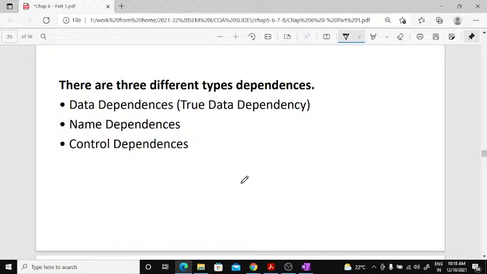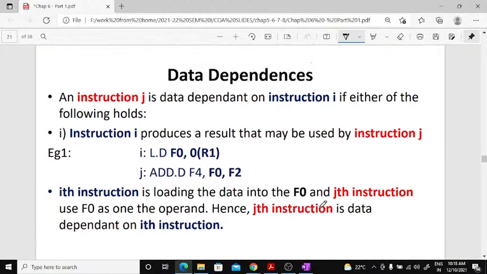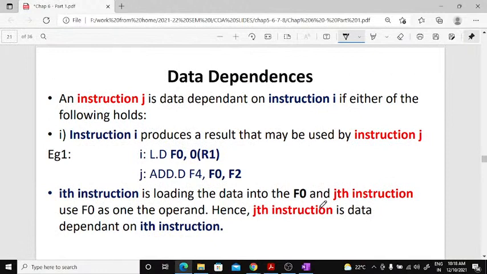Okay, data, control, and name dependency. So what is data dependency? The data dependency means the instruction J, see here, this is our example. This is the first instruction, instruction I, second instruction J.